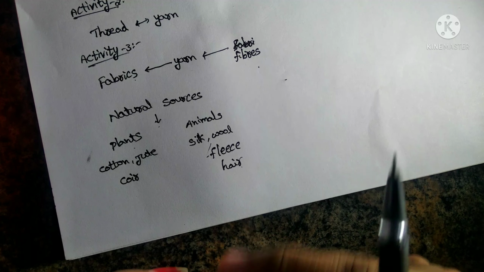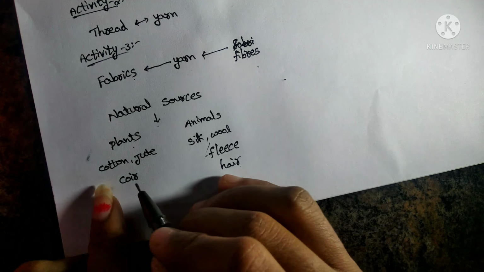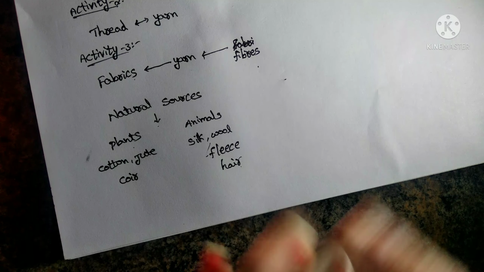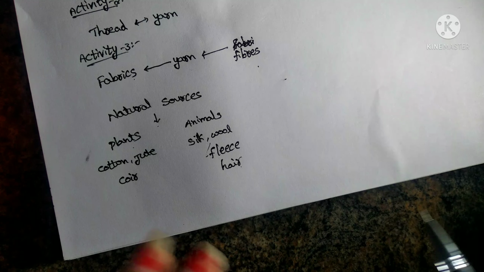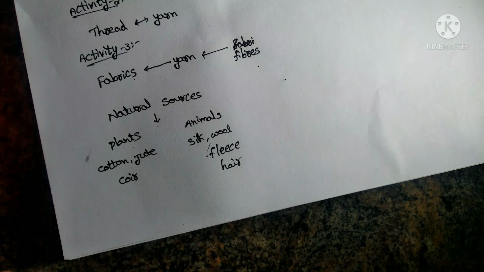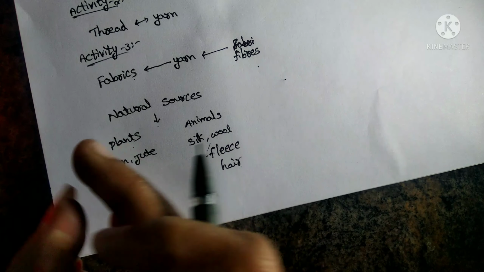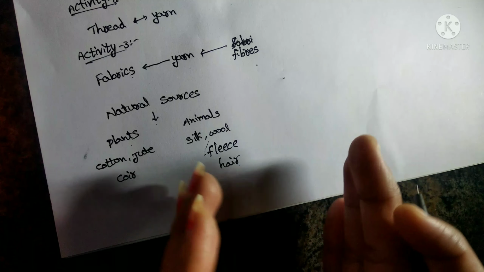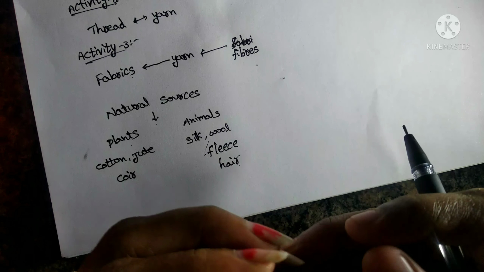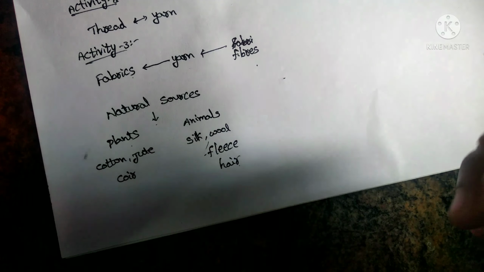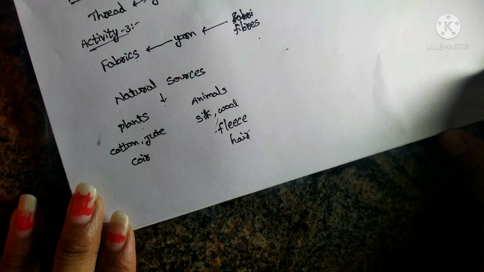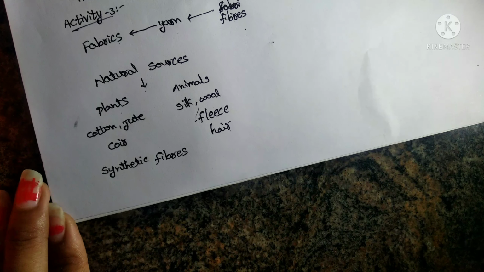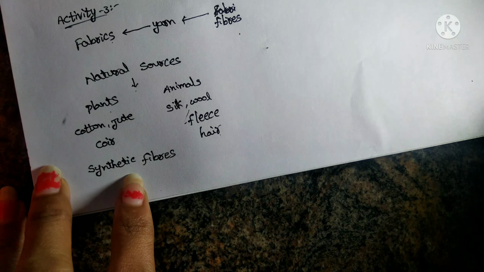Next I am going to ask you one more doubt: plants and animals are giving us fibers, but are all the fibers we get from plants and animals only? No. Then where are we getting all these fibers from? A few thousand years ago we were using natural fibers only, meaning the fibers we get from plants and animals. But for the last 100 years we have been using fibers which we prepare using chemicals. The fibers which are manufactured using chemicals are called synthetic fibers.